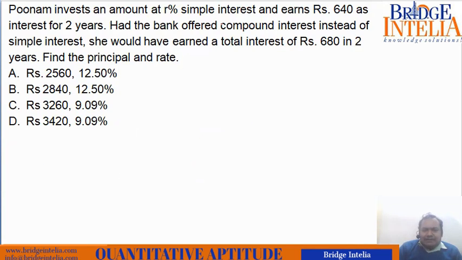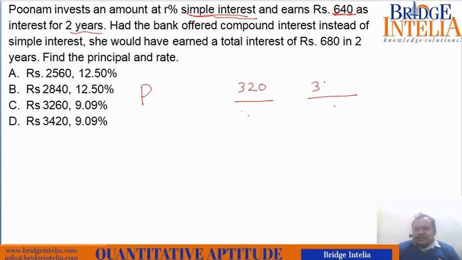Let's take another example. So Poonam invests an amount at R% simple interest and earns rupees 640 as interest for 2 years. So in case of simple interest, in 2 years, that means she deposited P, and in 2 installments she has received 640. Since this is the case of simple interest, both these installments were equal. So 640 by 2, 320.